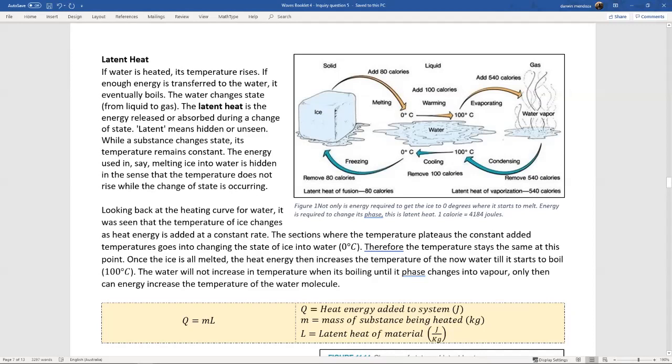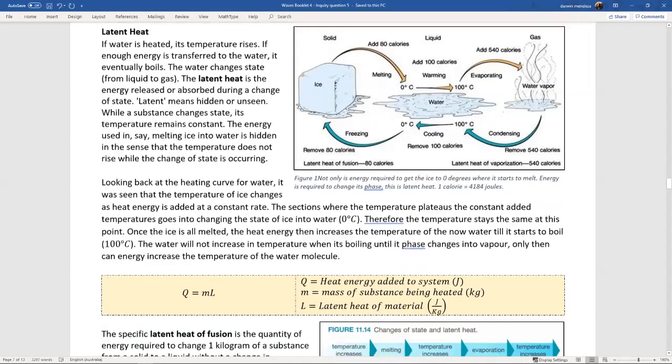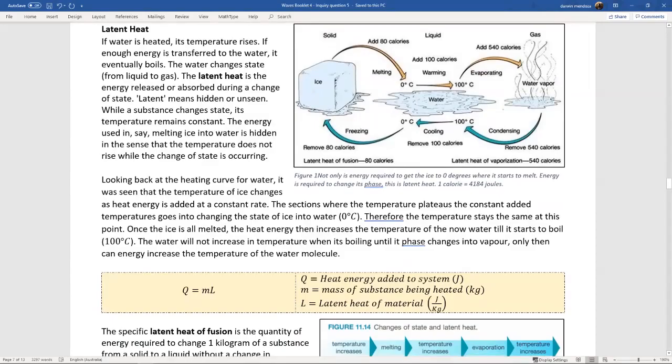You can look, I've got 80 calories here. A calorie is equal to 4,184 joules. If I want to make this liquid into a gas, you can see how much more. What is that? It's just over 5 times, more than 5 times the amount of energy that I need to convert that ice into a liquid. Okay, so that's what we call latent heat.